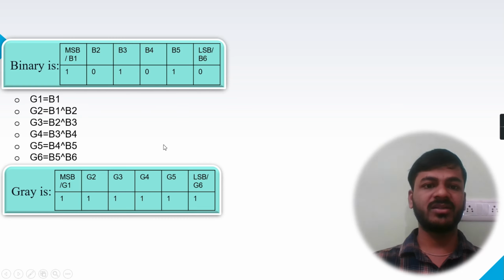Output for G5 is the XOR between B5 and B4, so 0 XOR 1. So the output here you can see is 1. And the output for G6 is the XOR between B5 and B6. So 1 XOR 0, output is 1.